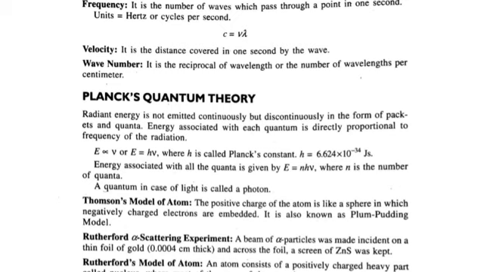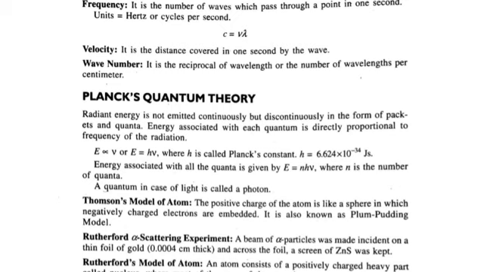The velocity is the product of frequency and wavelength. Velocity is the distance covered in 1 second by the wave. The distance covered in 1 second is given by frequency and wavelength. So the product of wavelength and frequency is called velocity. So c is equal to nu into lambda.